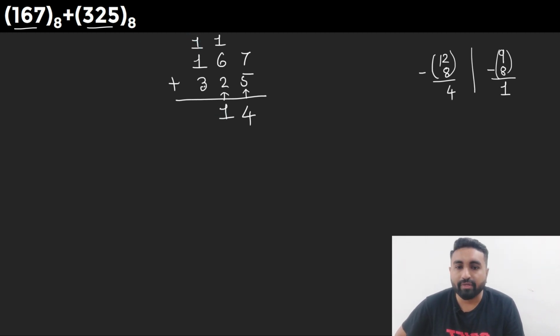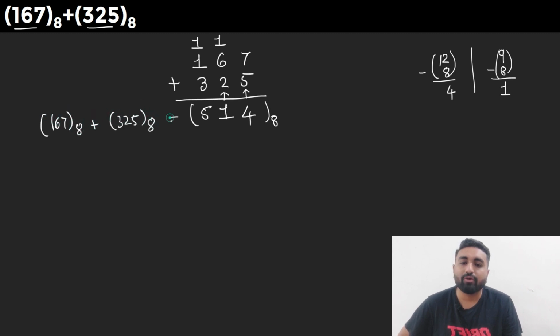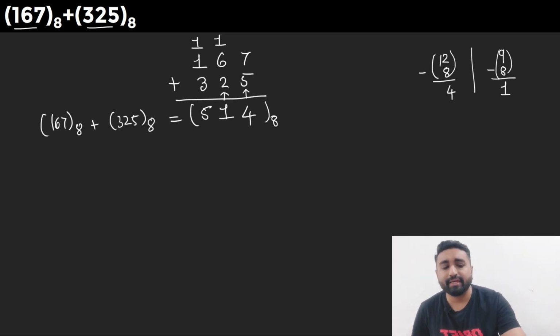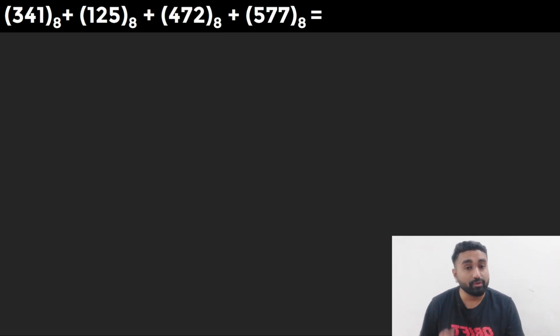Now here we have 3 plus 1 plus 1, that is 5. This 5 is less than 8, so here we will not make any kind of changes, and this is your answer of 167 plus 325. I hope with this example the concept that I have explained is clear. Still we will take another example. Here we are going to take 4 numbers. First of all, you write down all the numbers.